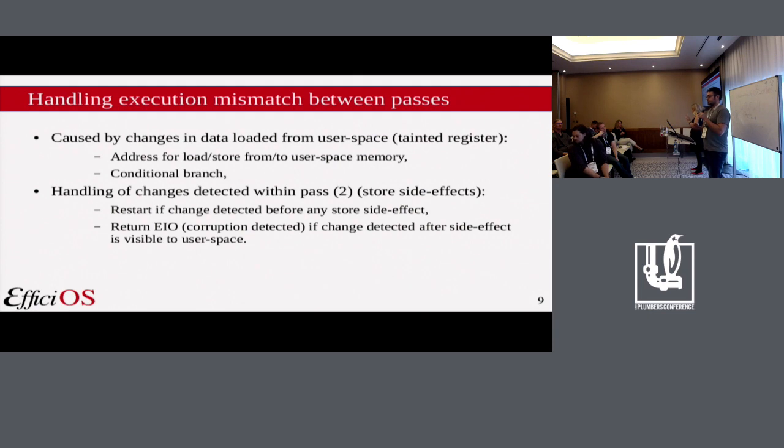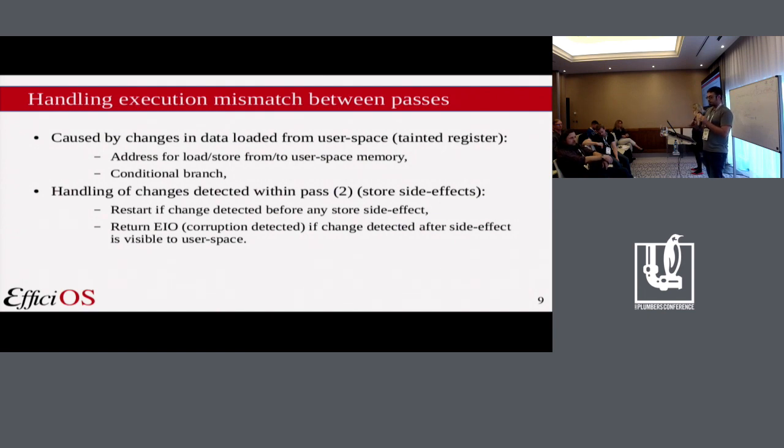And it's the same thing for conditional branches. So if a conditional branch always takes the same direction, we don't care about it. But if the branch depends on registers that are tainted, again, we need to track the execution flow and make sure it's the same between the two passes. And then within the second pass that does the store side effects, if we discover a discrepancy between the state, it means user space has corrupted the memory underneath our feet.